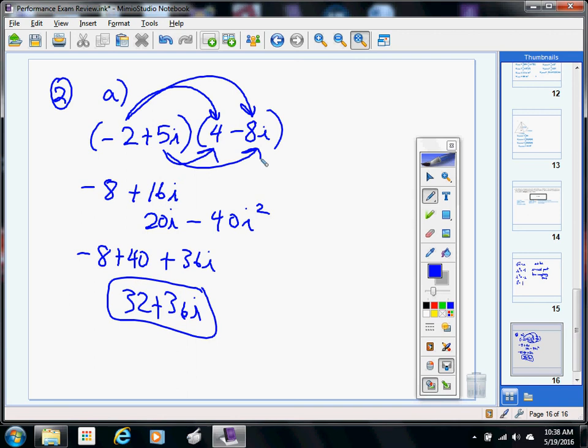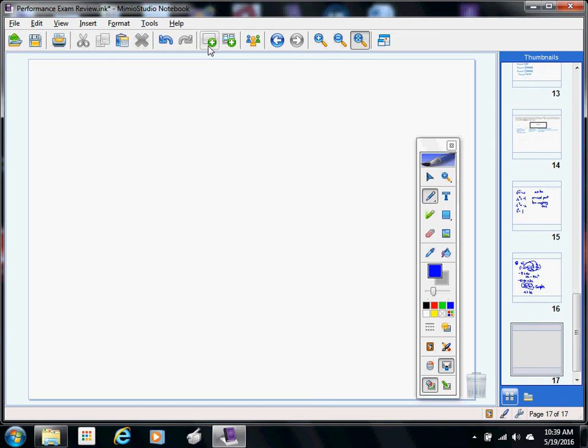If you choose to do that, make sure you can explain, use words like FOIL. Show me what the imaginary part is. Show me what the real part is. Show me how this is called a complex number. A complex number is made up of an imaginary part, bi, and a real part, a. Remember graphing this? What quadrant would 32 plus 36i be in? Where are they both positive? First. All right?